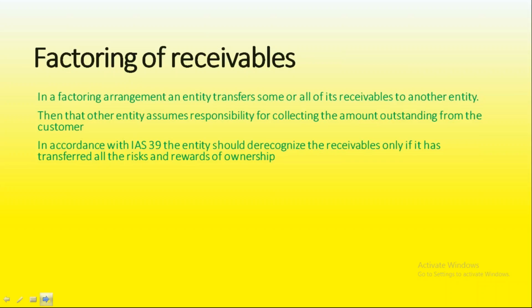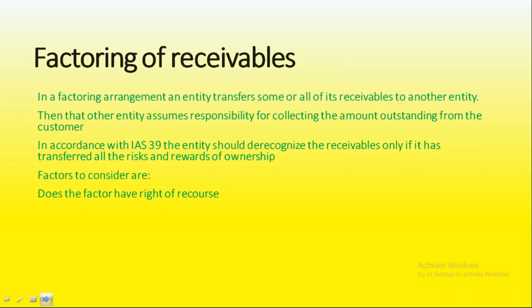So in accordance with IAS 39, the entity should de-recognize the receivables only if it has transferred all the risks and rewards of ownership. If it is without recourse, that means you don't have any more risk of a bad debt. If Kumar does not pay, that's not your baby. You can de-recognize the asset. But if they can come back and ask for the money, then you can't de-recognize. Consider, does the factor have the right of recourse? If the factor has the right of recourse, you can't derecognize the asset today.